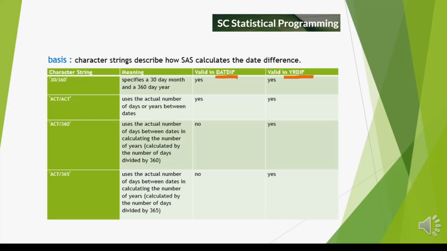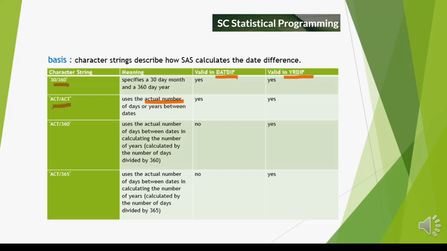For example, for the first basis, 30/360, it specifies a 30-day month and a 360-day year. SAS will use those two numbers to calculate date difference and year difference. And for the second one, ACT/ACT, it uses the actual number of days or years between dates.